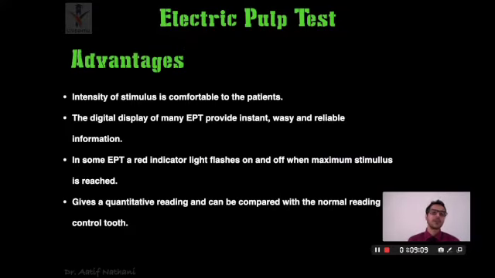Now, advantages of electric pulp testing. The intensity of stimulus is comfortable to the patients. The digital display of many EPTs provides easy and reliable information. In some EPTs, a red indicator light flashes on and off when maximum stimulation is reached, which is a good indication. And another advantage is that it gives a quantitative reading and can be compared with a normal reading on a control tooth as well.